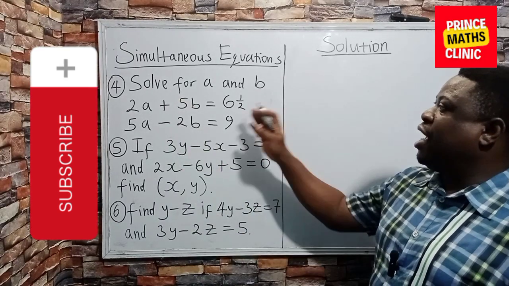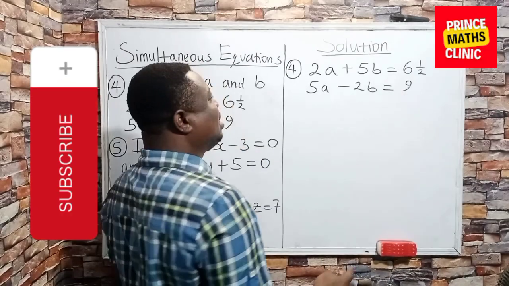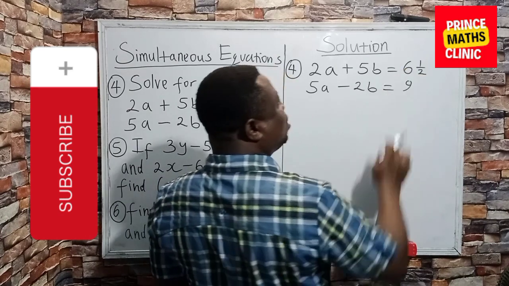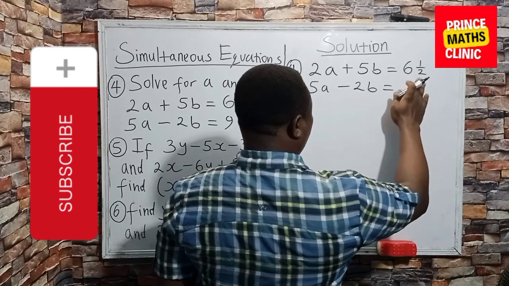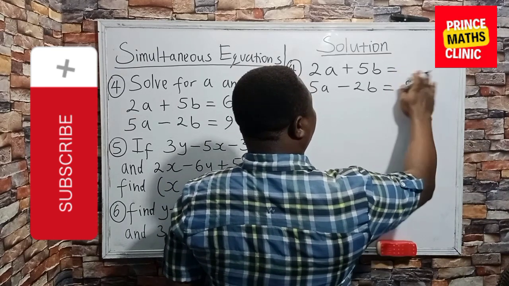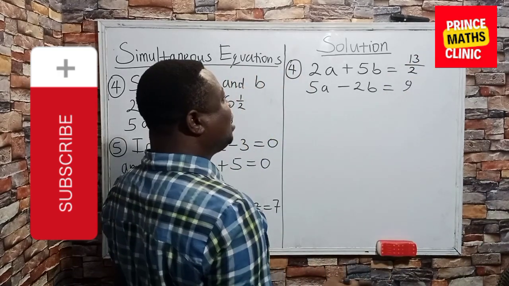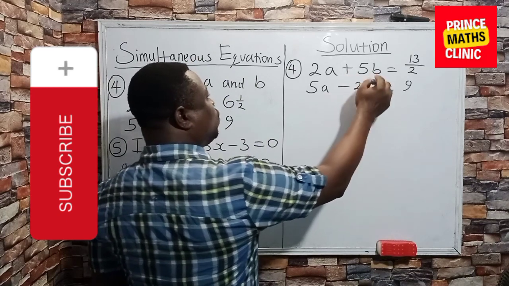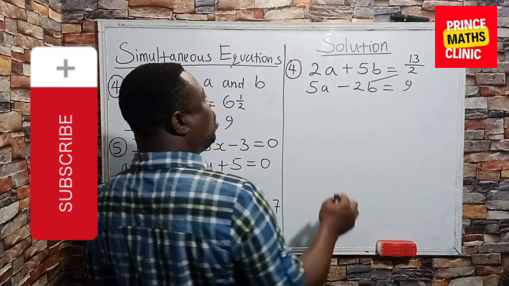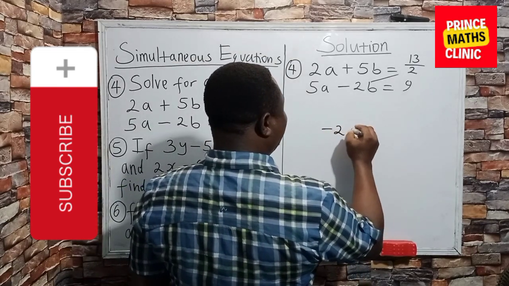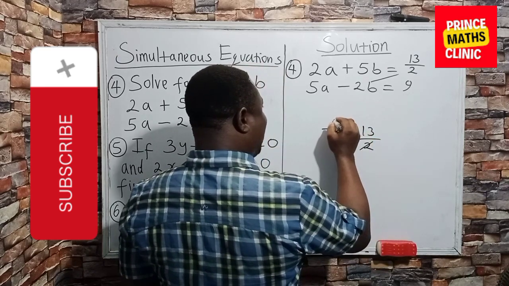Let's look at the fourth question. We have to solve for A and B in this equation. 6.5 can be rewritten as 2 times 6, 12, plus 1, 13. It can be written as 13 over 2. So permit me to change this to 13 over 2. Such that if you now say negative 2 times 13 over 2, you are going to get negative 2 times 13 over 2. 2 will cancel 2. Here you have minus 1.